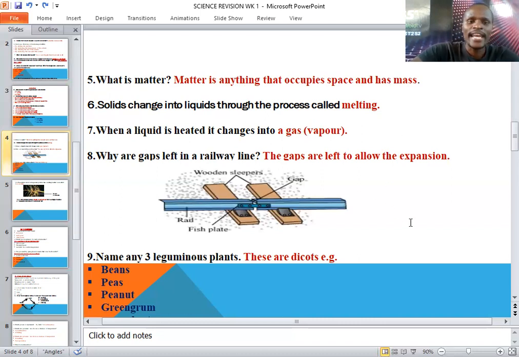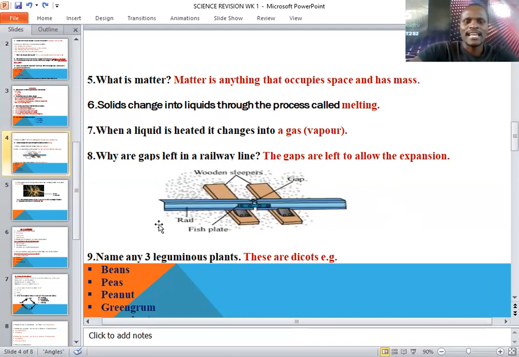Number 7, when a liquid is heated, it changes into. So if you heat a liquid, it is not gas, you can just say a vapor. So I was awarding these two answers: a gas or vapor. But the correct answer was to be a gas.